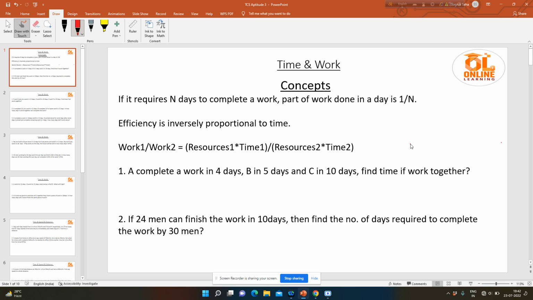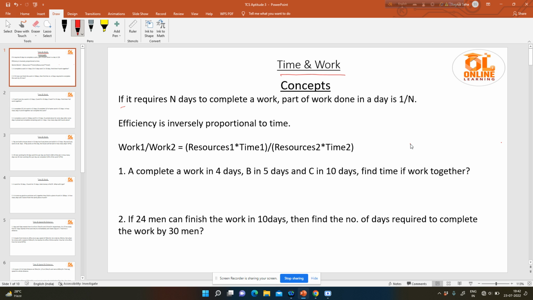Hello friends, I am Shagnik and today I am going to discuss first about time and work problem, followed by time, speed and distance problem. So let us first know the concepts that will be required to solve time and work problem.